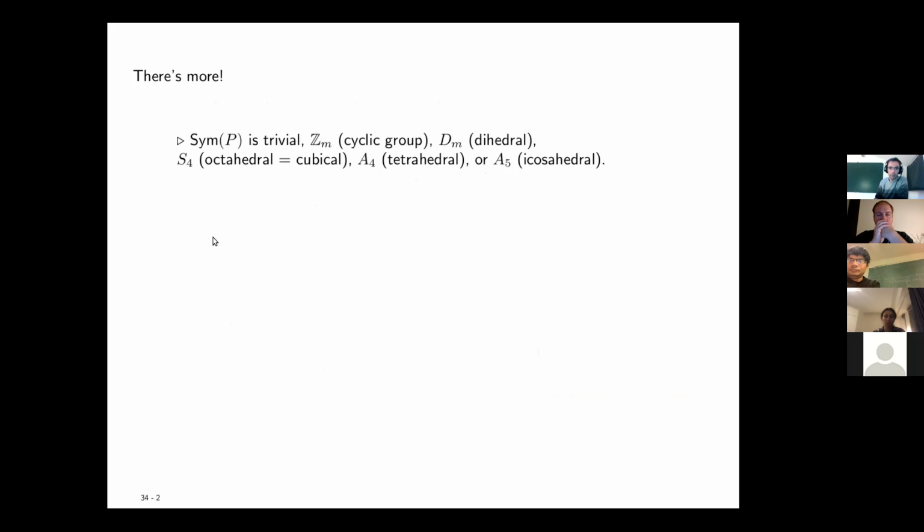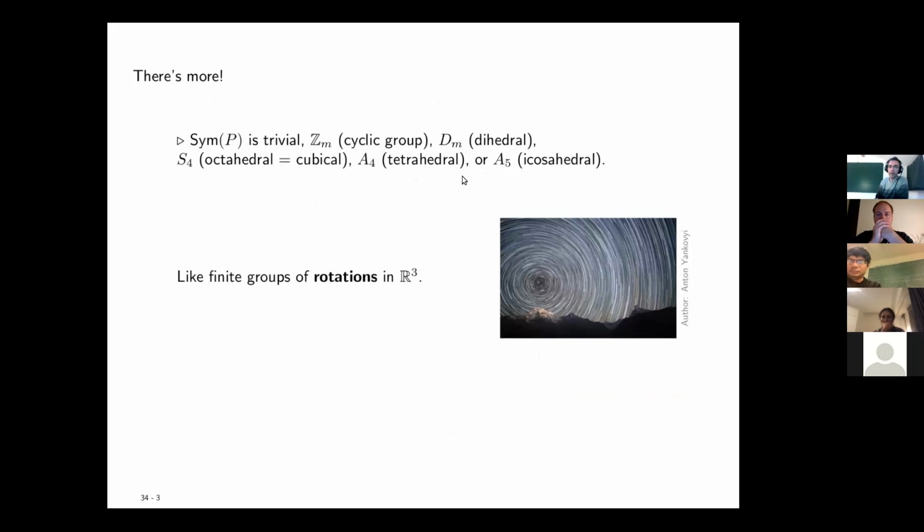And there are, so the trivial group is possible. You can have a cyclic group. You can have a dihedral group. You can have the octahedral, the tetrahedral, and the icosahedral group, which means you can actually have all the finite subgroups of the rotations.